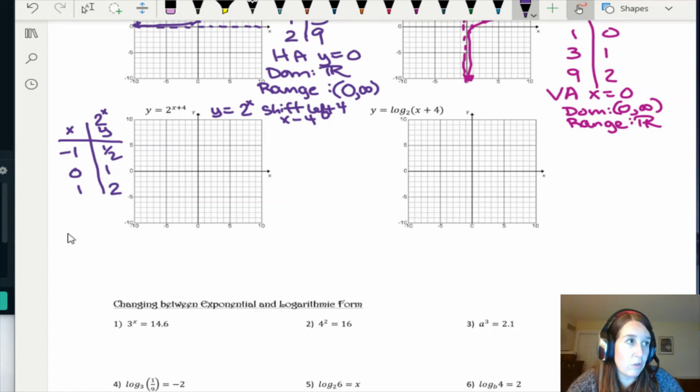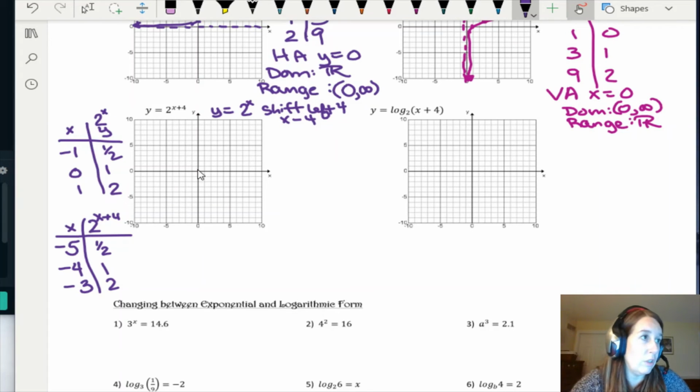Okay, so our transformed graph is x, and then this is 2 to the x plus 4. So remember, we're going to do x minus 4 for each one. So instead of -1, subtract 4, you get -5. But there was no transformation in the y direction, so that's 1/2. And then 0 minus 4 is -4, and then the y is still 1. And then 1 minus 4 is -3, and then the y is 2. Okay, so to graph the new graph, we go over to -5 and then up to 1/2. We go to -4 and up to 1, and we go to -3 up to 2.